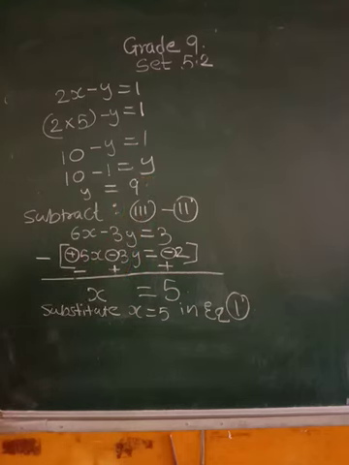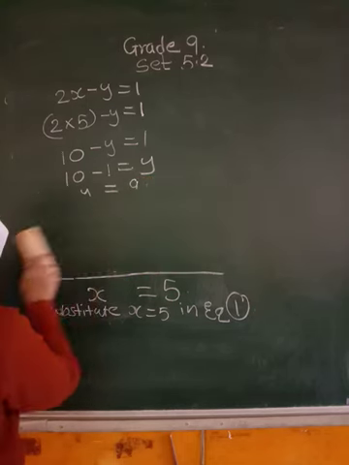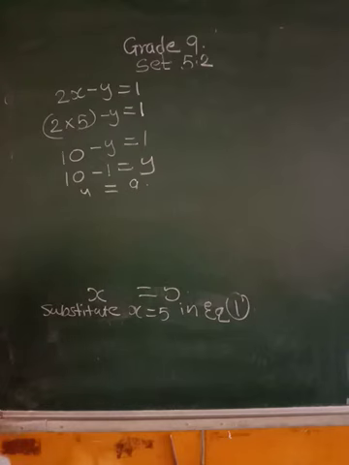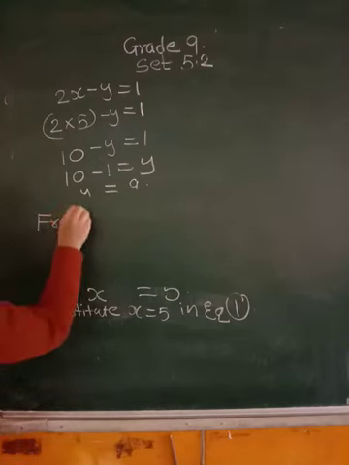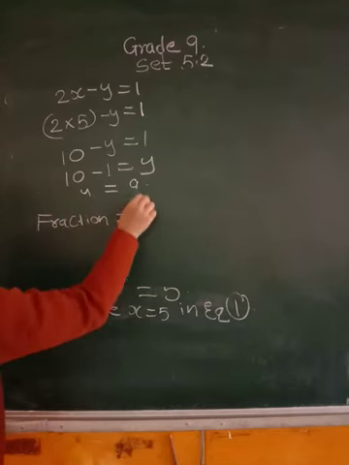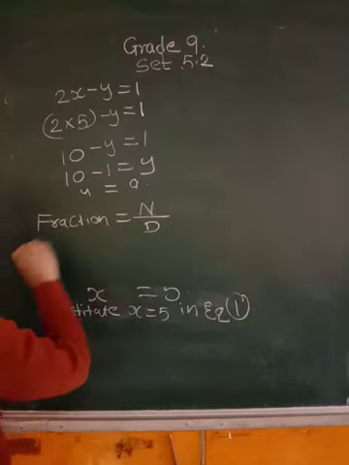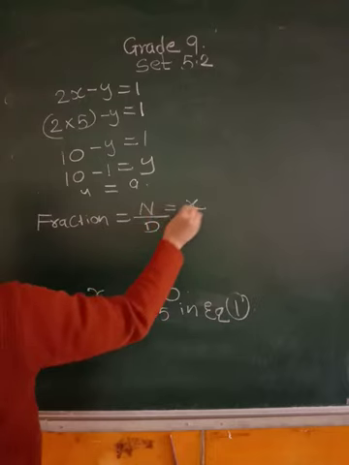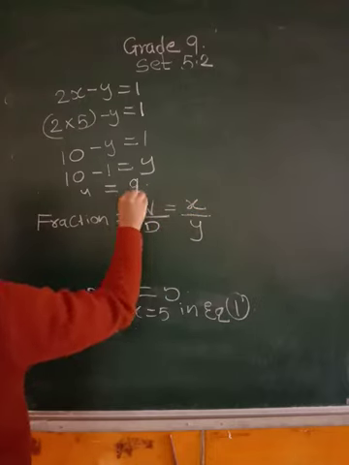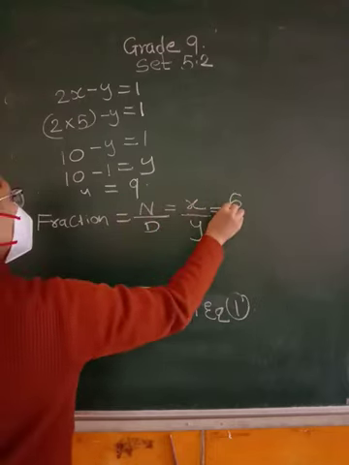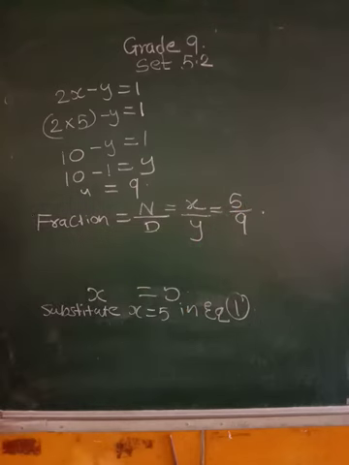Now we got x, we got y, but that is not the solution. They are saying find the fraction. What is fraction? Fraction is always numerator upon denominator. Our numerator was x and denominator is y. Okay, so what is our fraction? 5 upon 9. Is this clear? Okay. So please understand each step and then write it down. Let's go to the next problem.